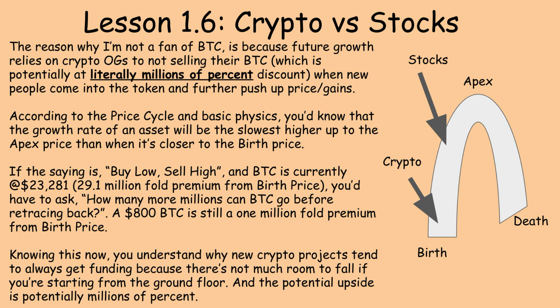So it relies on these people to not sell their Bitcoin, which is potentially literally at a millions of percent discount. Some of these people got Bitcoin at $50 or $100 per Bitcoin, when people come into the token and further push up price and gains. So that just basically means that as people are shooting for Bitcoin to all-time highs, or to 100,000, 250,000, you have to understand that the only reason why it's able to go up there is because people who got it at $1, $5, $10, or $100, $1,000, $5,000, whatever price you want to have it at, and who are still holding it today, are not selling.